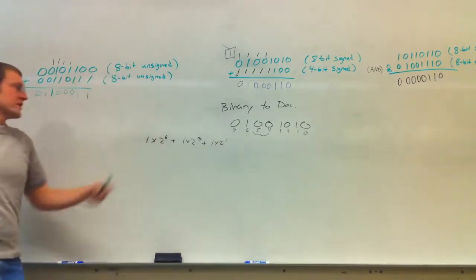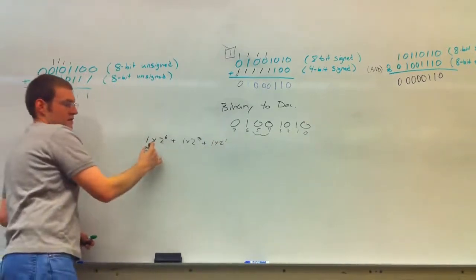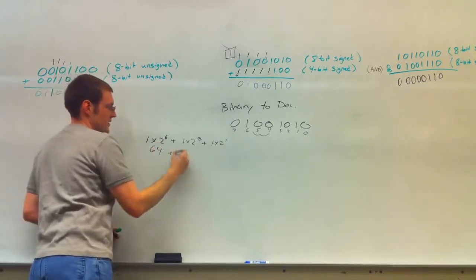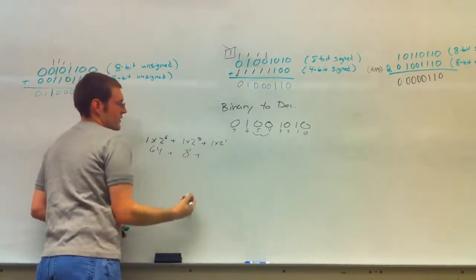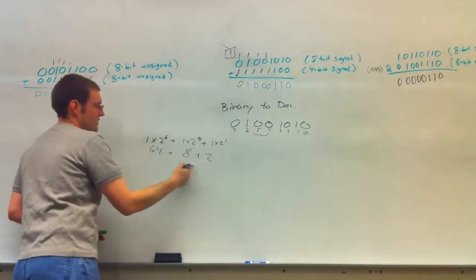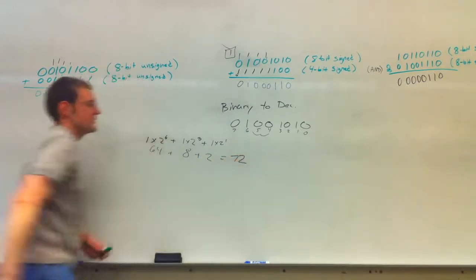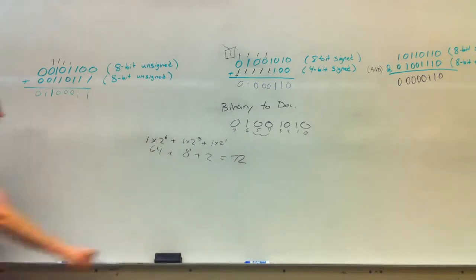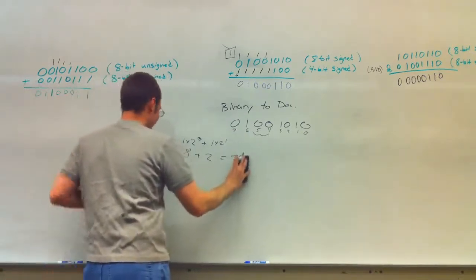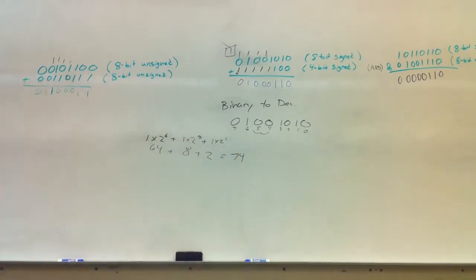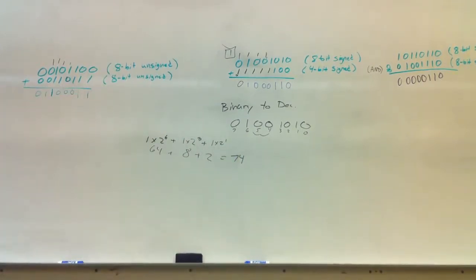So 1 times 2 to the 6 is 64. Yep. 2 to the 3 is 8. And 2 to the 1 is 2. 64 plus 8 is 72, plus 2, so 74. Oh, my bad. Sorry, I thought it said 62 there. Yeah, 64. Right.